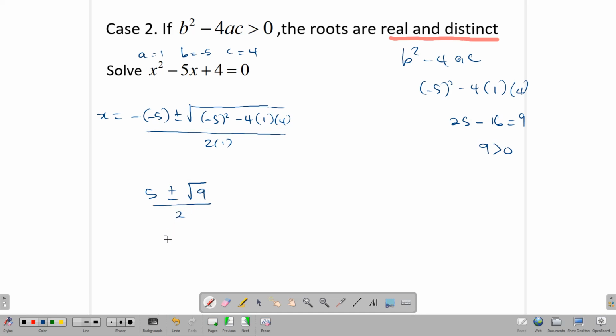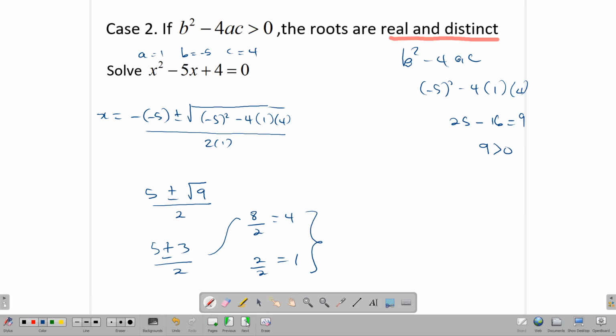And we know the square root of 9 is 3. So we have here 5 plus or minus 3 over 2, which gives us 2 answers. 5 plus 3 is 8 over 2, which gives us 4. 5 minus 3 is 2 over 2, which gives us 1. So notice that our numbers 4 and 1 are real and they are different from each other, or distinct. So without actually going through and solving the equation, the discriminant is telling us that because it is positive, greater than 0, our roots are real and distinct.